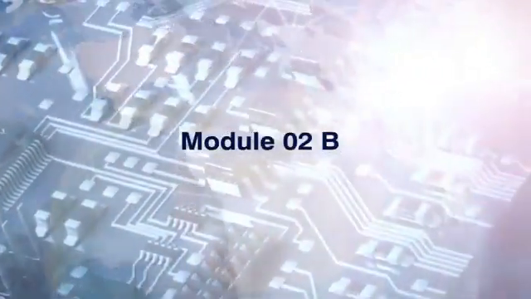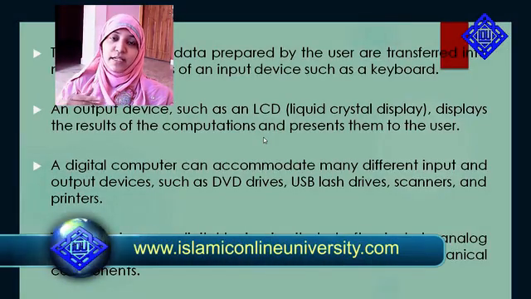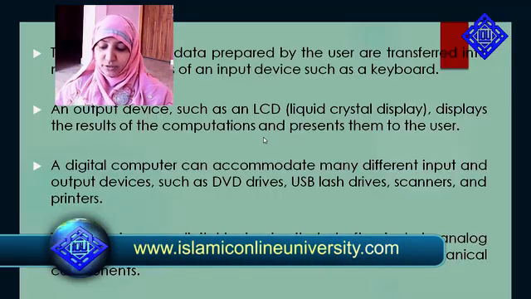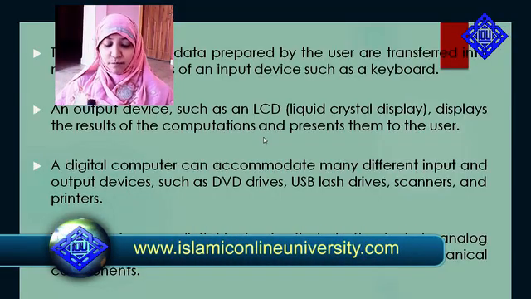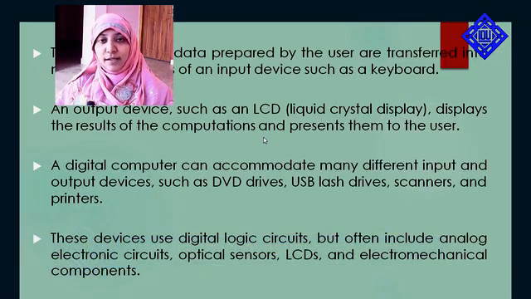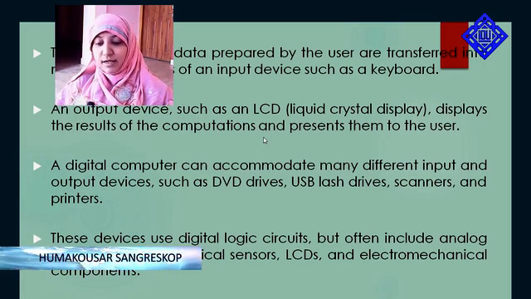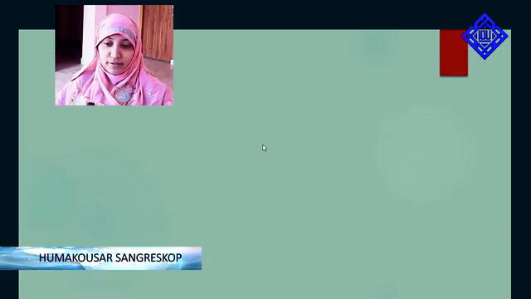Once the analog signal is there, it will be converted back into a digital format. So whatever devices we are using, the digital logic circuit is common for every electronic device, and other parts, depending on what device we are using, may vary with the electronic circuits, with the optical sensors, with the LCDs, and with the electromechanical components.